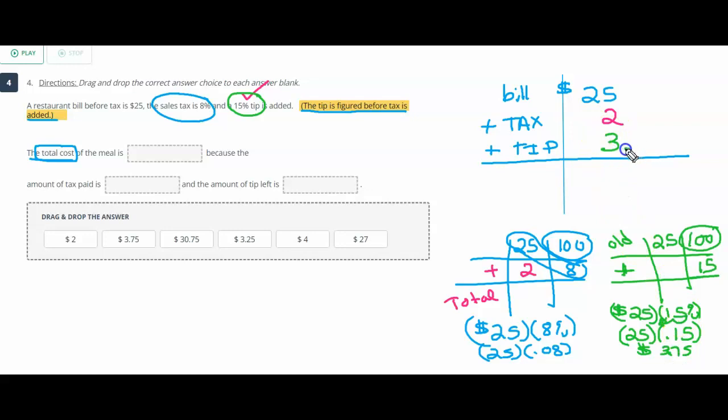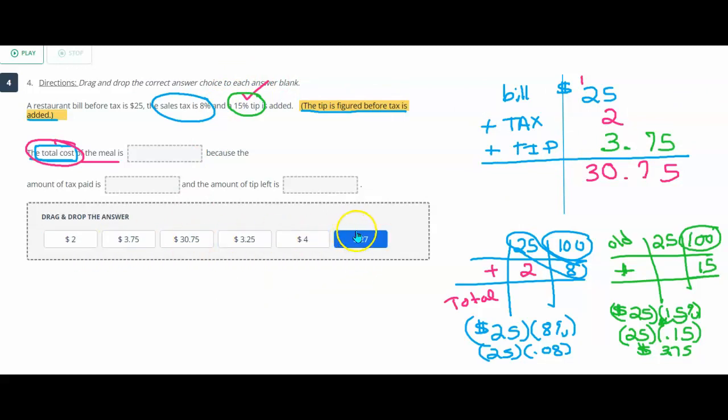But 25 times 0.15 is $3.75. So that's the tip. Now remember, when you add decimals, we line up decimal points. So we have the bill, we have the tax, and we have the tip. Now we're going to go ahead and add it because the question right here says the total cost of the meal is. So when we add it, we get $30.75.